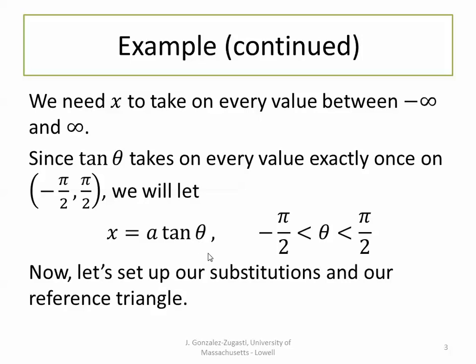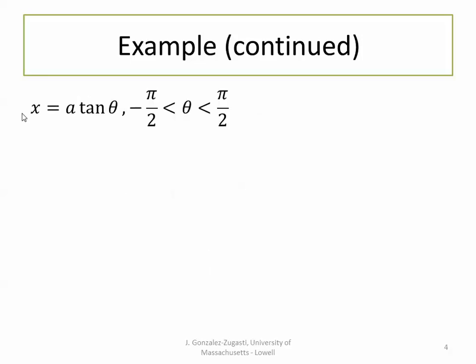So now that we've done that, let's go ahead and set up the substitutions we're going to make, and let's set up our reference triangle. So we get that x is equal to a tangent theta. That means that dx is equal to a times secant squared theta d theta.